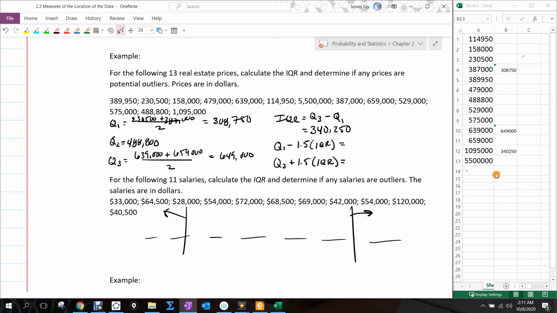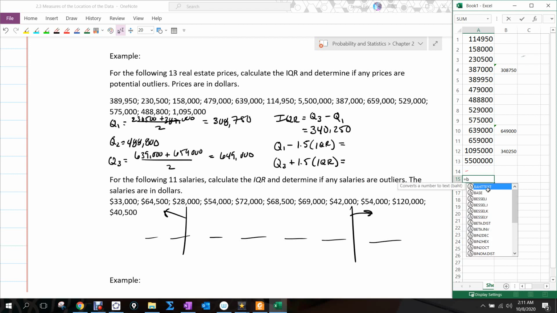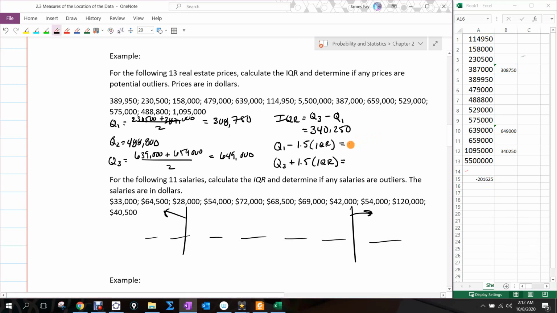So when we do that, and again, I'm going to use Excel here just to kind of do the algebra for me. So Q1 was that 308,750 number. So that's in B4. And when I subtract from that then 1.5 times my IQR, which IQR was this 340,250 number that's in B12. And see what that gives me. So it gives me negative 201,625.